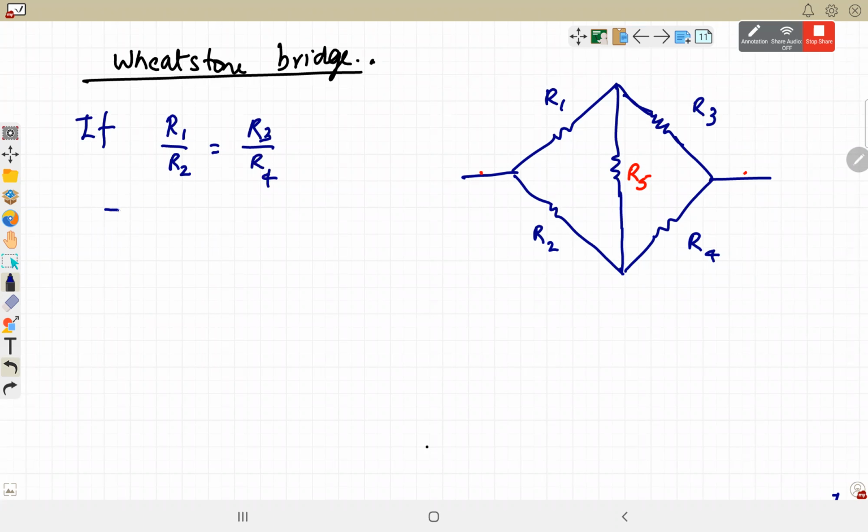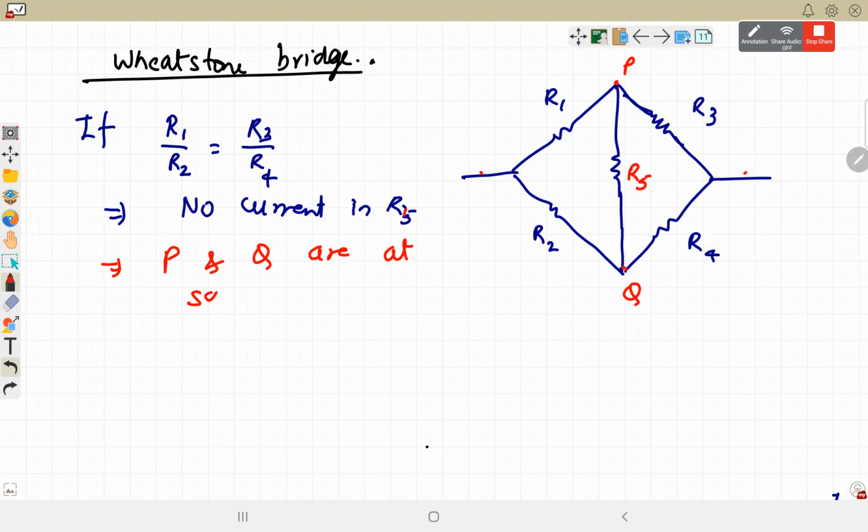If R1 by R2 is equal to R3 by R4, then we say that there is no current in R5, or across the bridge there is no potential difference. So P and Q will be at the same potential. P and Q are at the same potential. That means R5 will not have any current, so R5 can be removed. That is for circuit solving.